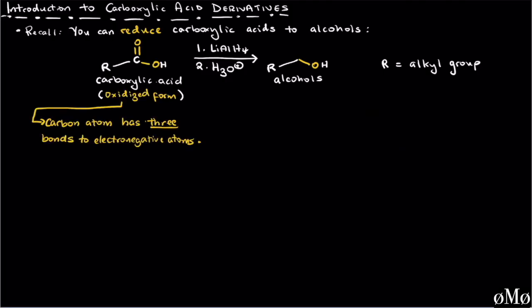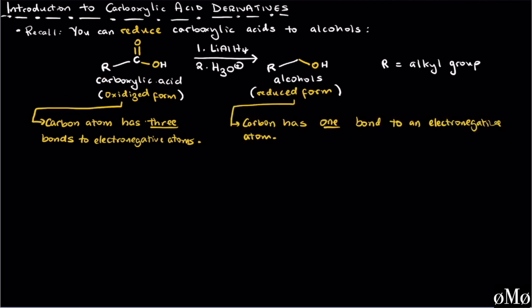We call the carboxylic acid its oxidized form because if you really just think about the carbonyl carbon, you would see that that carbon is bonded 3 times to electronegative atoms. So it has 3 bonds to electronegative atoms in the carboxylic acid form. Meanwhile, in the reduced alcoholic form, that same carbon has only 1 bond to an electronegative atom. The greater amount of bonds carbon has to electronegative atoms, the more oxidized that carbon is. So essentially, you can look at that and see that this molecule has been reduced.